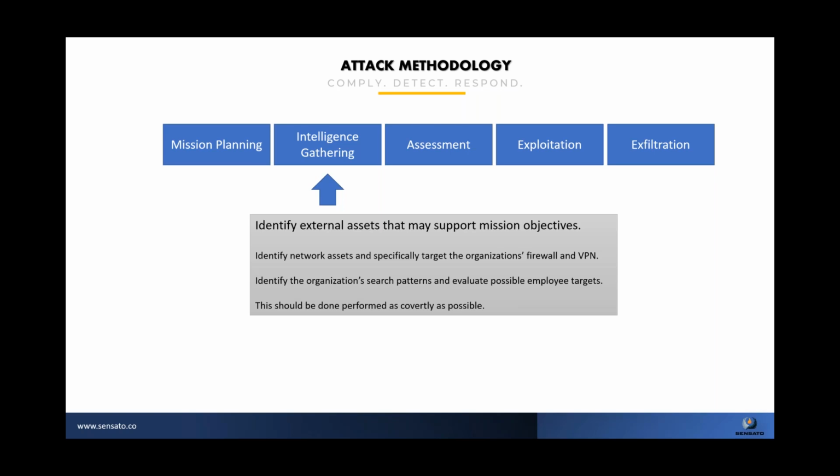And then from that, we can start evaluating, like I just mentioned, employee targets. We want to do this as covertly as possible, right? So all of our intelligence gathering is going to be based on open source intelligence. We're going to try not to, at this point, go after anything directly. And let me clarify that. If we were doing this for real, we would have a phase 1 intelligence gathering and a phase 2 intelligence gathering. Phase 1 intelligence gathering is going to be completely covert. It's going to be completely based on open source. We're not going to touch anything in your environment or external facing.